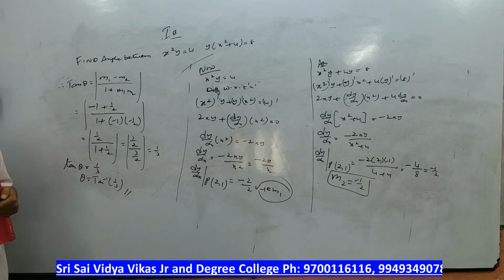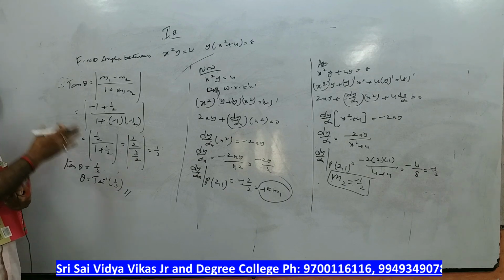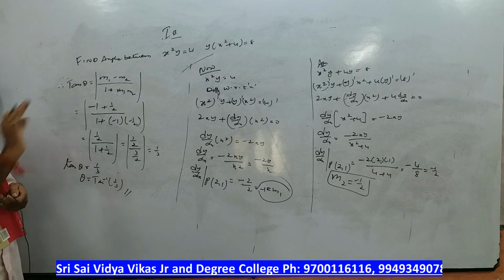So we have seen some 4 problems. So what is the model? Point of intersection we have to find out. Then after the point of intersection comes, first curve, second curve, derivatives, m1, m2, substitution in the formula.